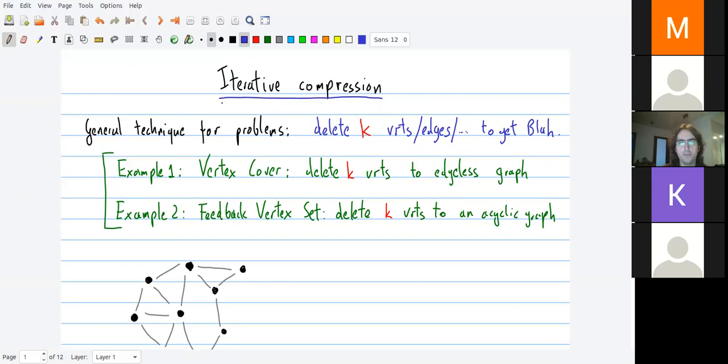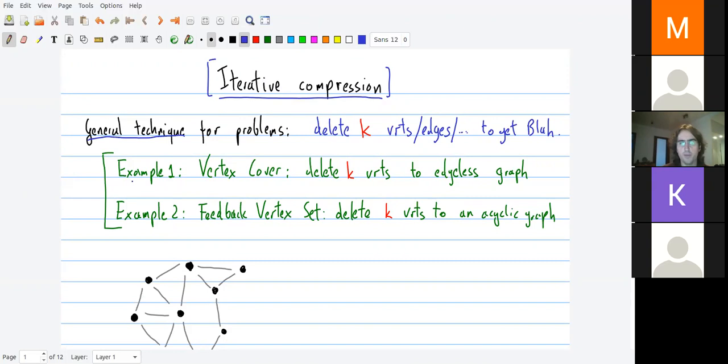today's topic is iterative compression, which is a technique in parameterized algorithms, quite a basic technique. So far we are going through basic techniques. It is a general technique that can be applied to problems that are sort of vertex deletion problems or edge deletion problems. Essentially, all the problems that we can attack using this technique are problems of the form: delete k vertices from a given graph or delete k edges from a given graph to get some graph of some particular form. So let's look at two examples of such problems.